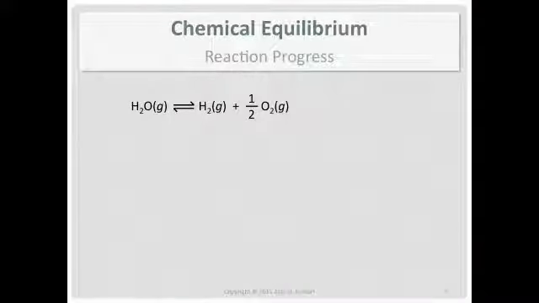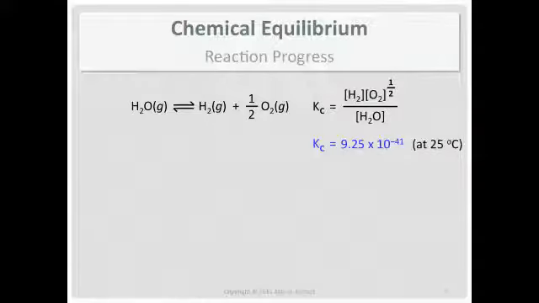This equation describes the dissociation of water vapor into hydrogen and oxygen gases. We can write an equilibrium equation for this. Look up to the upper right, you see concentration of O2 to the 1/2 power. 1/2 power means square root. And then if we go and get the equilibrium constant for this, we have 10 to the minus 41st at 25 degrees Celsius.